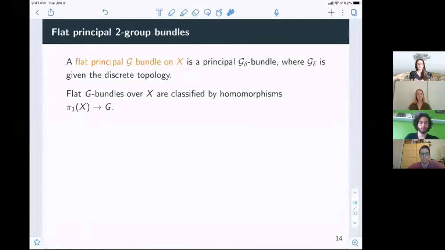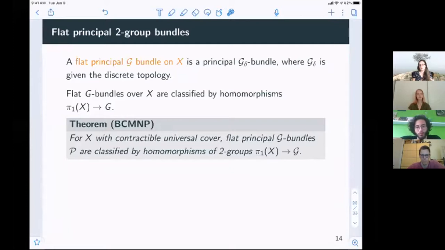And so one thing that you may be familiar with, again, from the regular one-dimensional setting, is that flat G bundles over X are classified by homomorphisms from pi 1 X to G. And so in the case that we're dealing with an X with a contractible universal cover, we've proved that flat principal 2-group bundles are classified by homomorphisms of 2-groups from pi 1 X to this 2-group G. So we'll talk in a second about what a homomorphism of 2-groups is, but here we're thinking about pi 1 X in that very boring way of the first example that we saw of 2-groups.